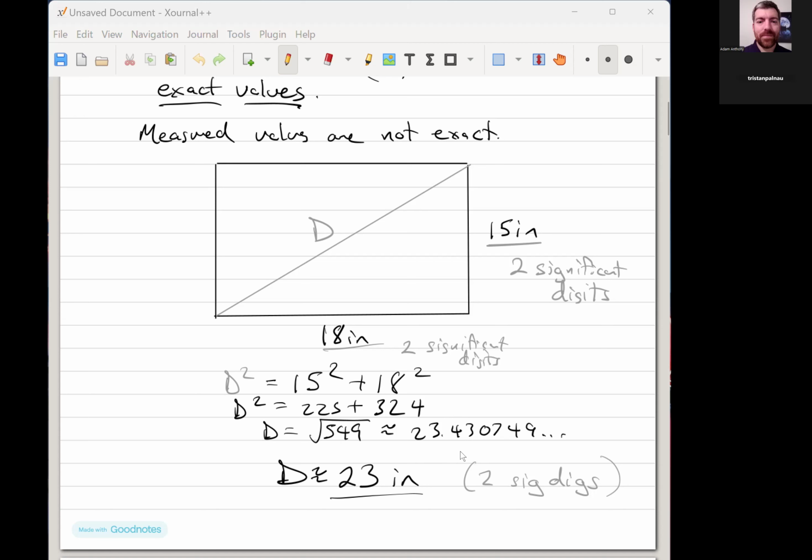How many digits should we have? Well, if we look at the numbers that went into the calculation, we count them both as having two significant digits. I'm going to talk about that here in a minute, like how you compute the number of significant digits. Anyway, they both have two, and so the answer should have two. So we'll just take the two here, 23. And I think it makes sense if the sides were measured in inches, the diagonal should be measured in inches, right? The nearest inch. So 23 inches. So that's a 23-inch monitor.